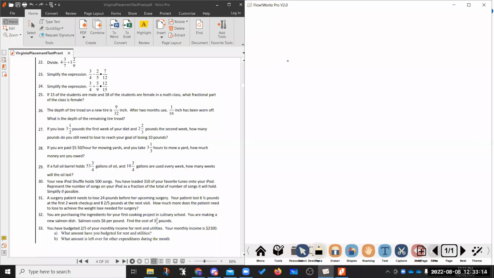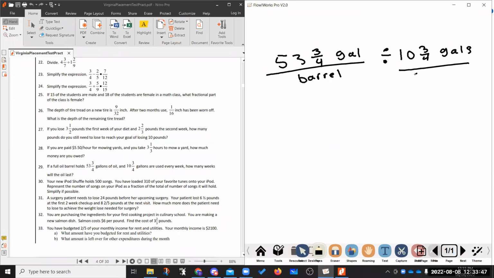A full barrel of oil holds 53 3/4 gallons of oil. It's a conversion factor that I have. All right. So now we have 10 3/4 gallons are used every week. How many weeks will it last? So divided by 10 3/4 gallons per week.